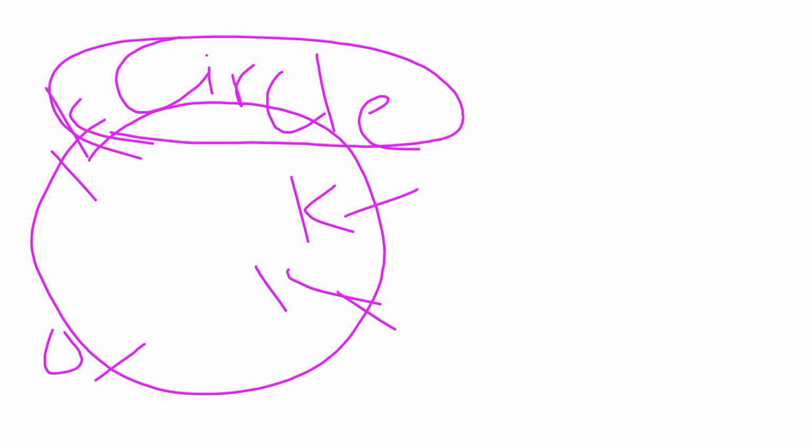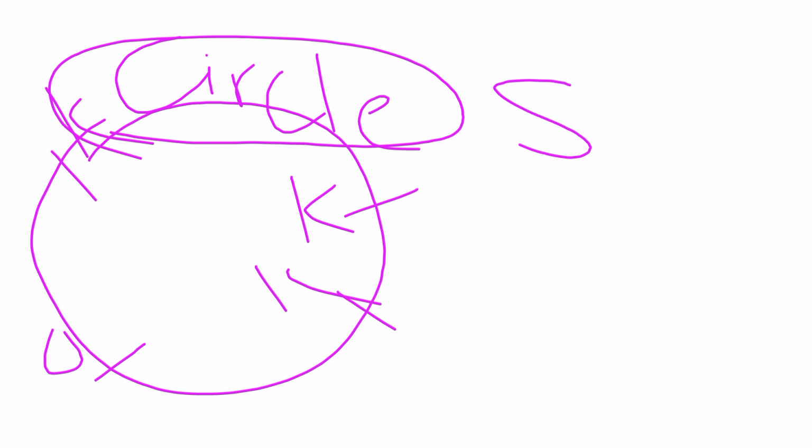I can get a 2D or a 3D shape. This is a circle, and a circle is a 2D shape. I can say that this is, for example, K, this is for example O, and this is for example K. A circle is a 2D shape.